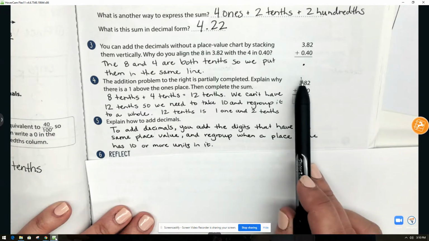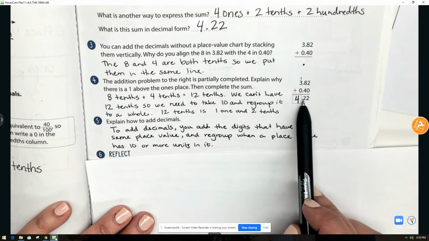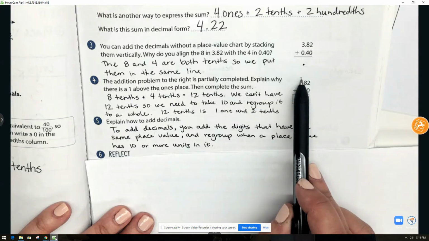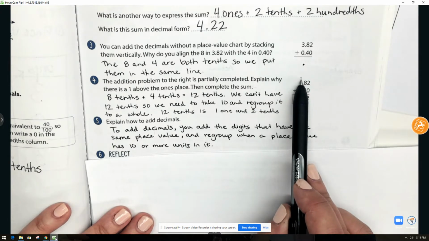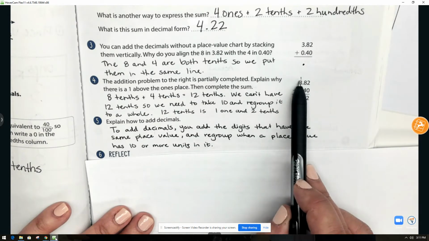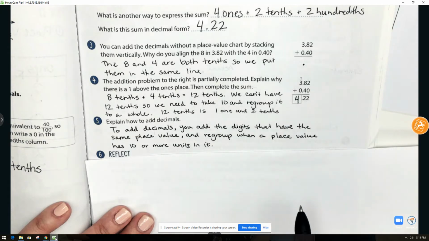So remember, like we did here, you can't say 12 tenths here, so you leave your 2 tenths down below, and you regroup. You take that group of 10, that one whole, and put it up on top of the next place value over, and then continue to add.